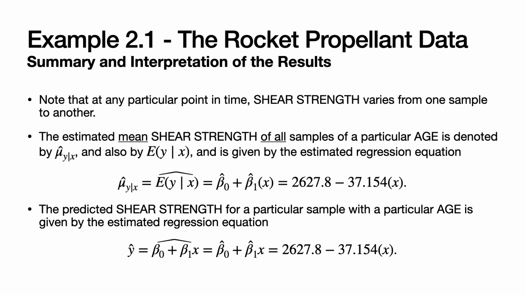Now, the predicted shear strength for a particular individual sample with a particular age is given by the estimated regression equation, y hat equal to the estimate of beta 0 plus beta 1 times x. That is the estimate of the deterministic part of the model, and that too is equal to the same quantity as above, beta 0 hat plus beta 1 hat times x, or 2627.8 minus 37.154 times x. And obviously we're rounding to a certain number of decimal places here.